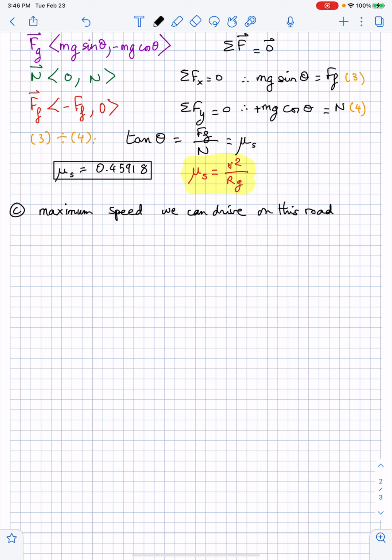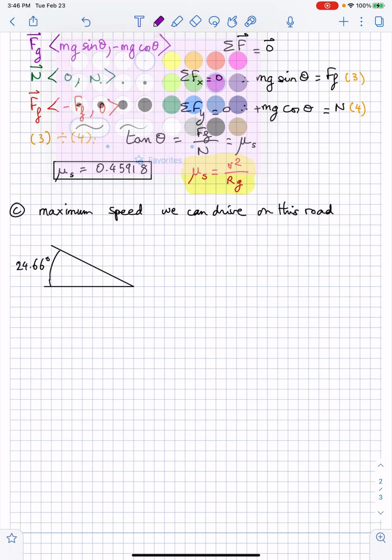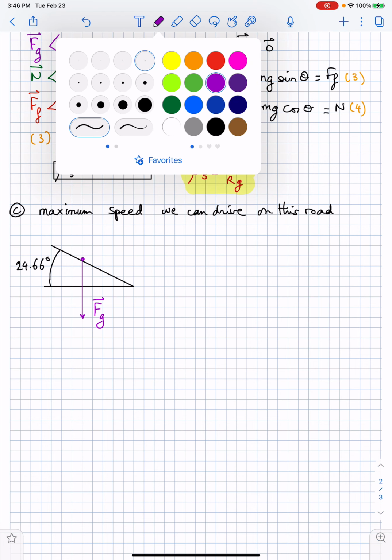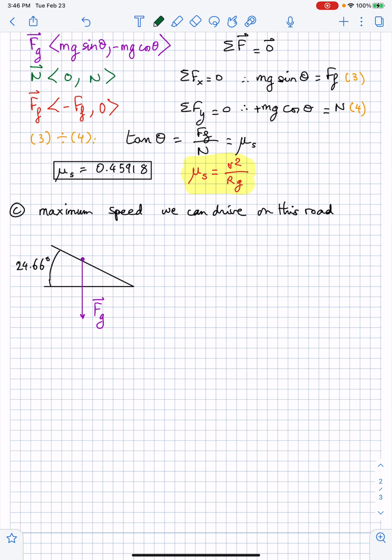All right, so let's draw another free body diagram. Okay, so we have the road, we have this. This is our angle theta, so it's our 24.66 degree angle. We have our car. Again, this is going to be Fg. We are going to have our normal force.